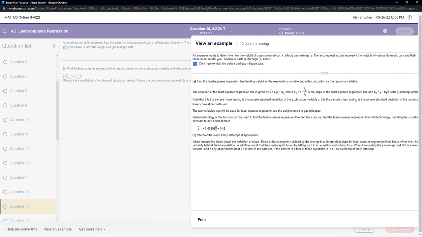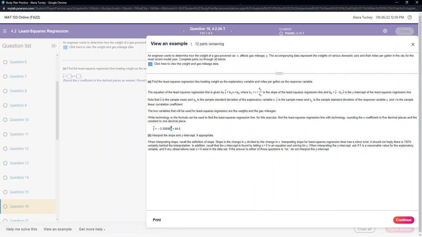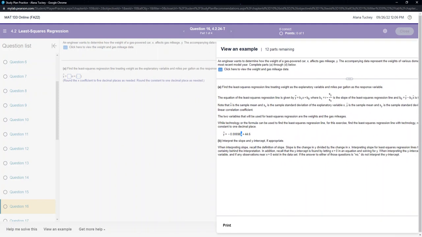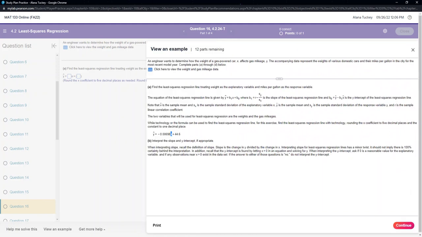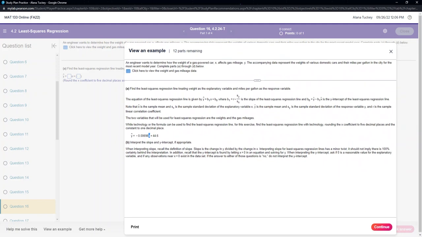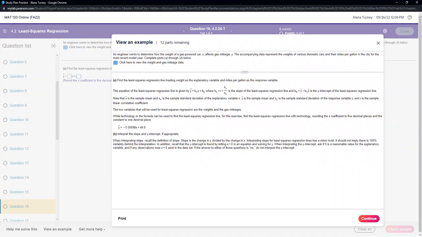So they want, say, round the X coefficient to 5 decimal places as needed, round the constant to 1 decimal place as needed. See how they wrote it in the background? Okay, so we would do 5 decimal places for the slope, and just 1 decimal place, so 44.6. Then interpret the slope and the y-intercept if appropriate. Okay, so let me type this up one second.